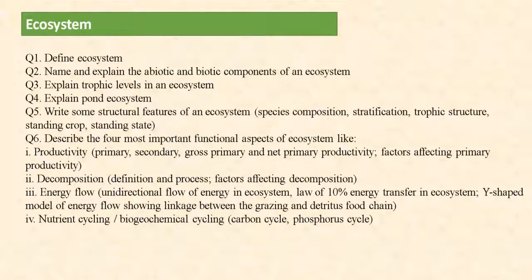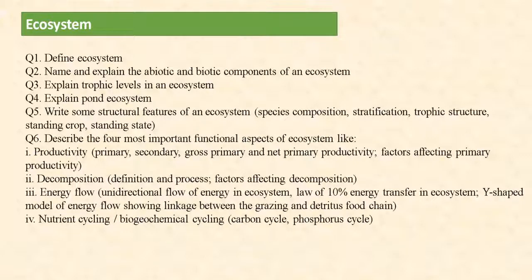Then the sixth question I have written: describe the four most important functional aspects of an ecosystem, like productivity. And in the productivity section, we need to read primary, secondary, gross primary, and net primary productivity, and the factors affecting primary productivity. Then the second part of question number 6 is decomposition. You need to read here the definition of decomposition, the process, and the factors mainly affecting the decomposition process.